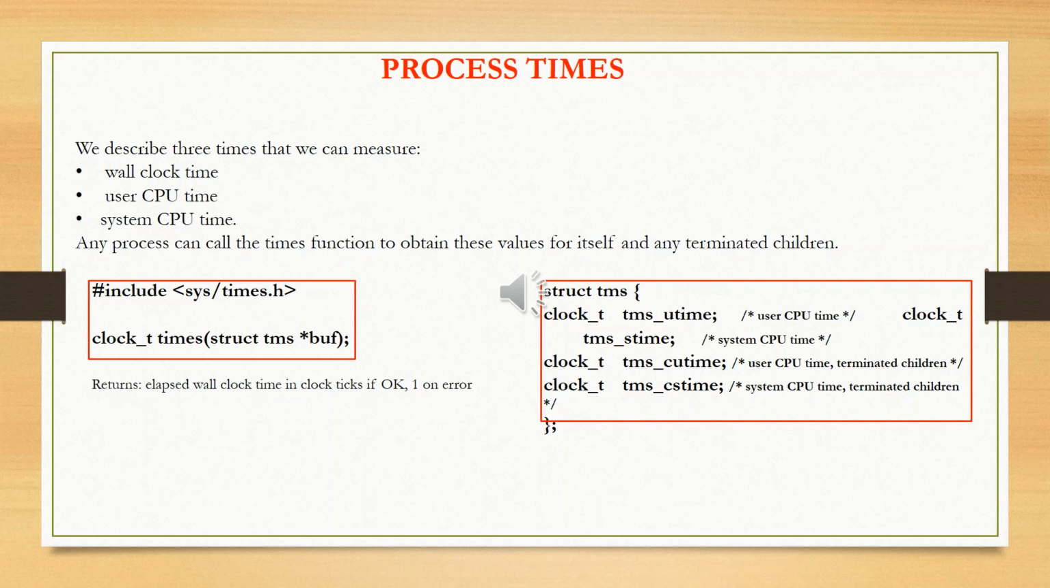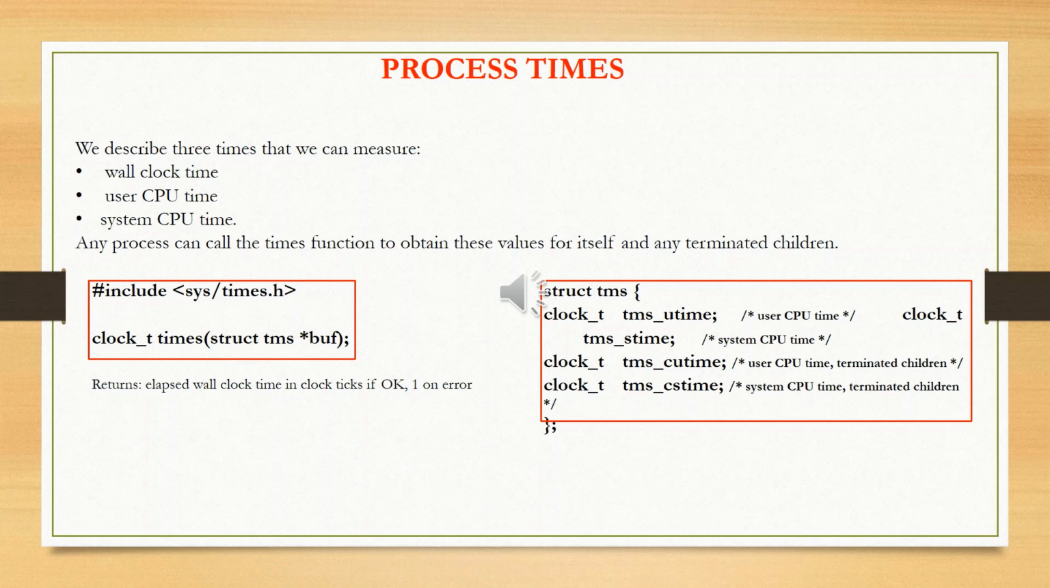Here process times are there. There are three different types of process times we are using. We can measure them also. One is wall clock time, second is user CPU time, third one is system CPU time. Any process can call the times function to obtain these values for itself and any terminated children.